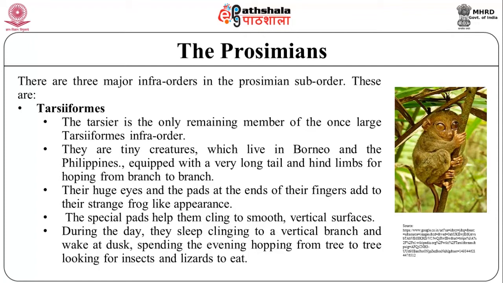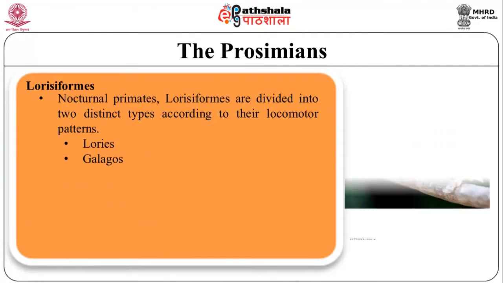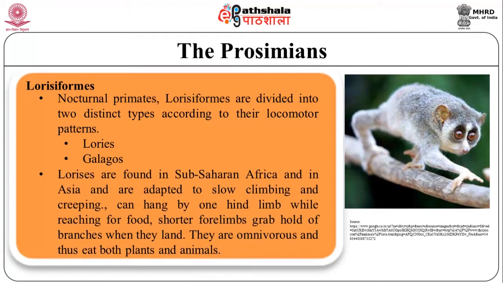They wake at dusk and spend the evening hopping from tree to tree, looking for insects and lizards to eat. Now, Loriciformes. Nocturnal primates, Loriciformes are divided into two distinct types, Lorises and Galagos, according to their locomotor patterns. Lorises are found in sub-Saharan Africa and in Asia. They are adapted to slow climbing and creeping.